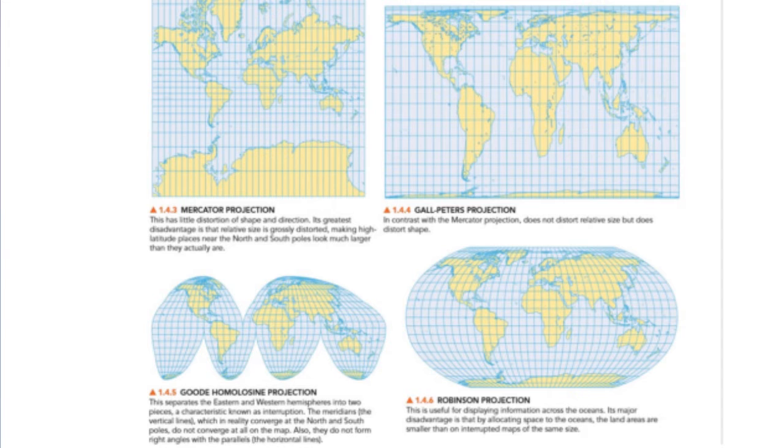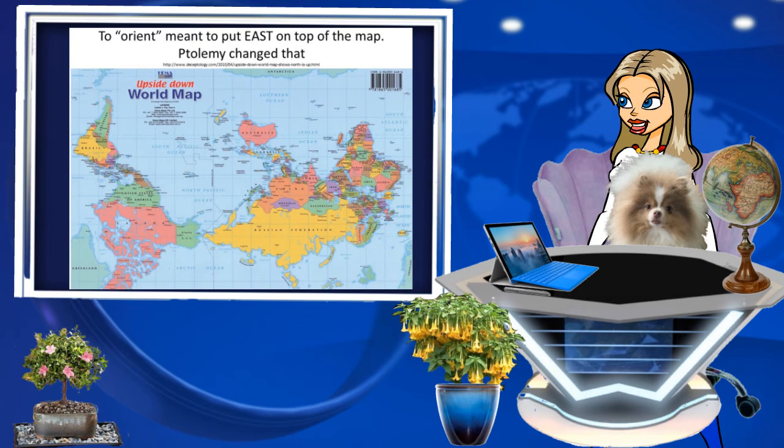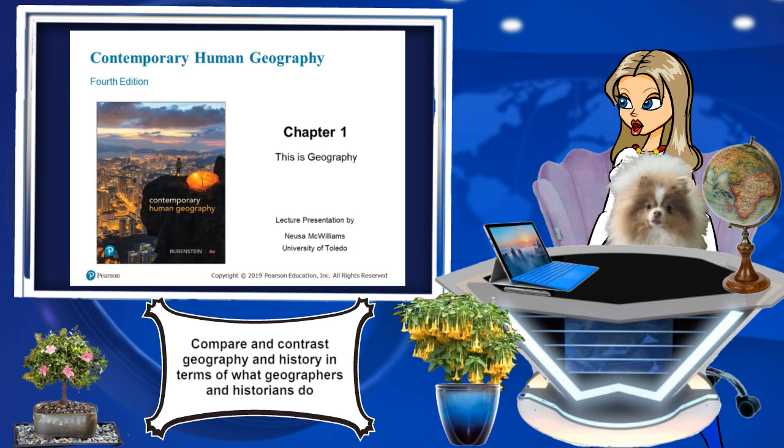The Robinson projection is useful for displaying information across the oceans. Its major disadvantage is that by allocating space to the oceans, the land areas are smaller than on interrupted maps of the same size. Here's a reference to orient, meant to put east on top of the map. Ptolemy changed that. Take a few minutes to check your understanding of what we've learned so far.